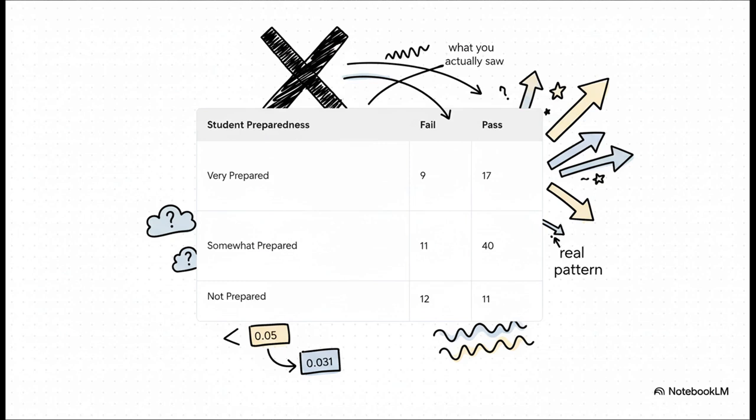This one's called a chi-square test. It sounds complicated, but the idea is simple. It just compares the pattern you actually saw in your data to the pattern you'd expect to see if there was absolutely no relationship. And look at this result. The p-value is 0.031. Since that's less than our magic number of 0.05, we can say, yep, there's a significant link between feeling prepared and actually passing.